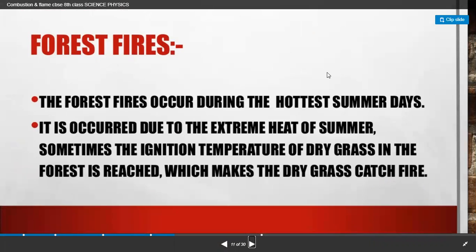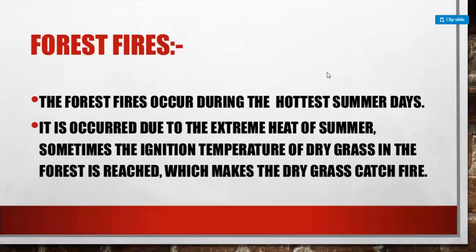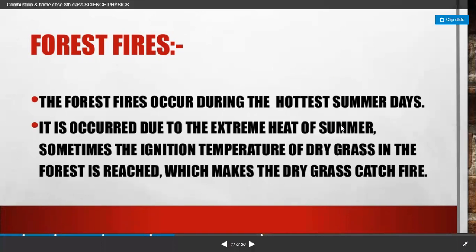You might have observed forest fires. Forest fires occur during the hottest summer days. They occur due to the extreme heat of summer, because the ignition temperature of the dry grass is reached when it is too hot in the forest. The heat supplied by the sun reaches the ignition temperature of the dry grass, due to which the dry grass catches fire. That's why forest fire is caused.